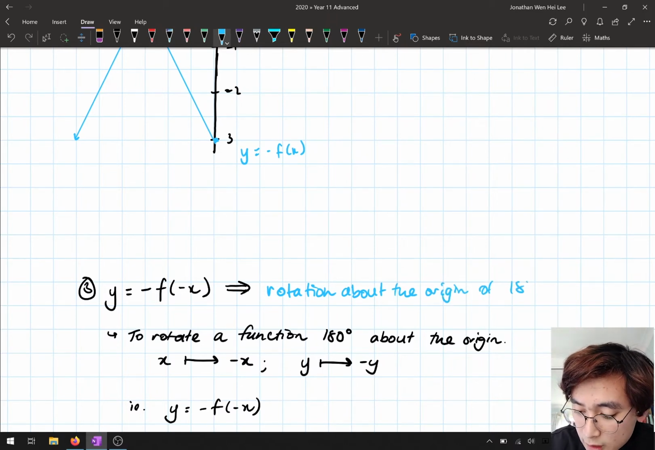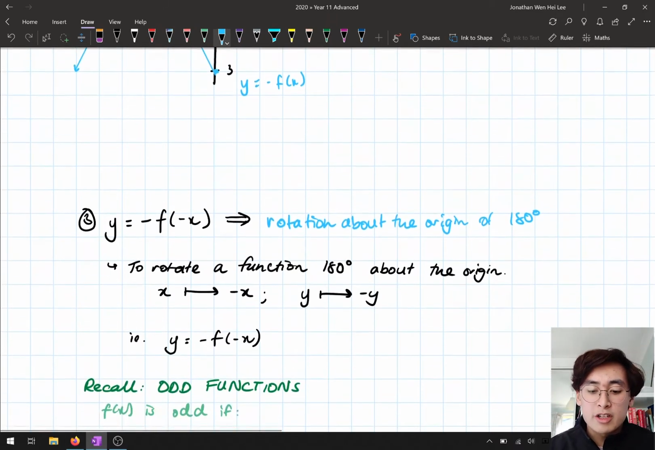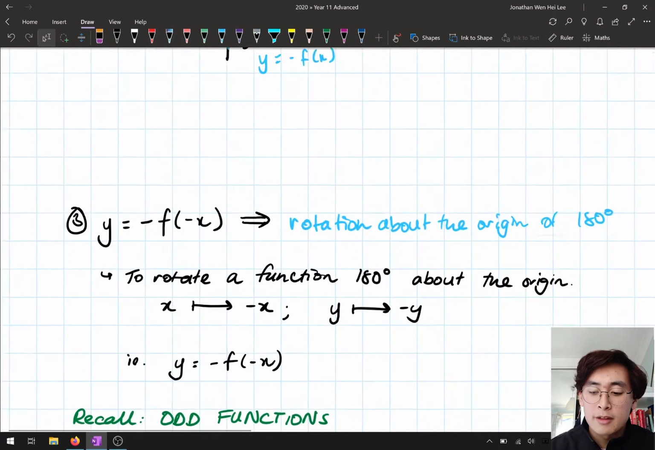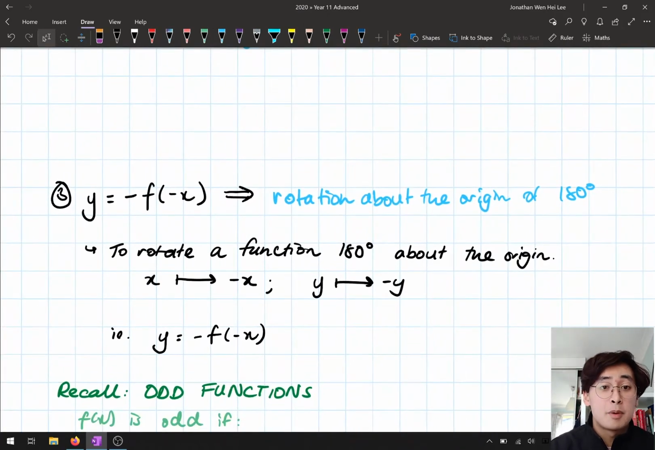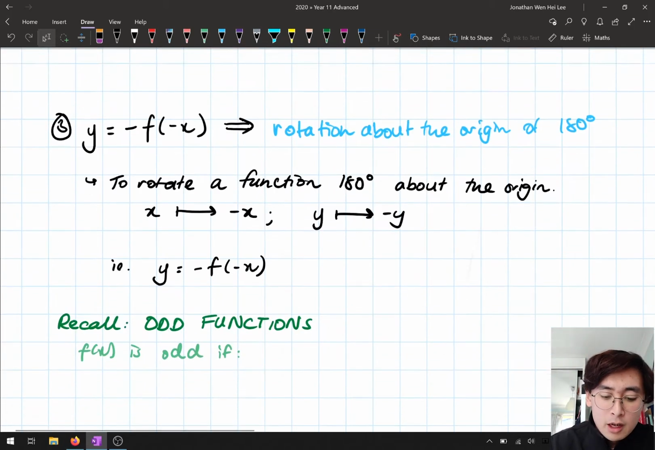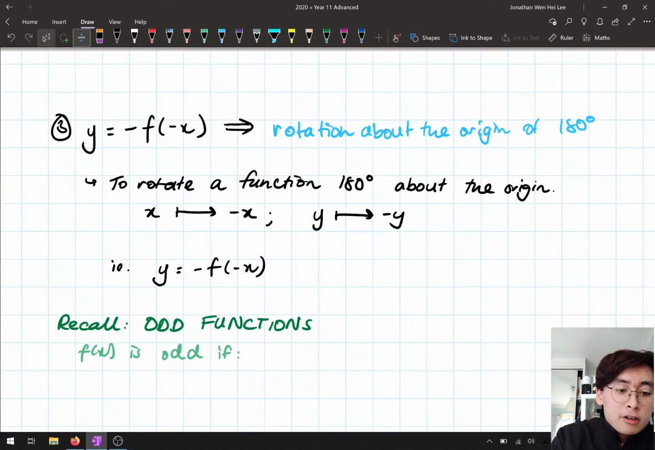of 180 degrees. So if we want to rotate a function 180 degrees around the origin, we replace both x with negative x and y with negative y. So here, y is equal to negative f of negative x. Ooh, a little bit tricky. Now, this is something that we've actually looked at before. We've looked at odd functions before.